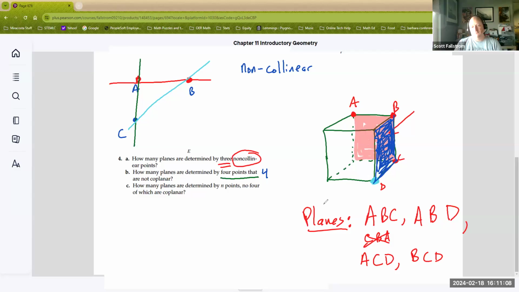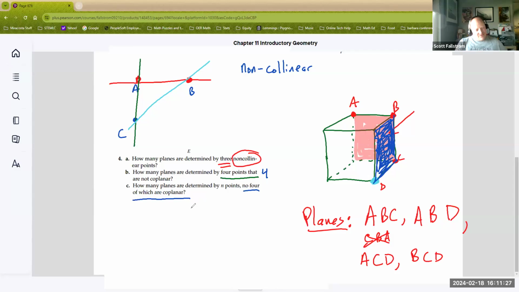There's 4. So 3 points makes 1 plane. 4 points makes 4 planes. So now if I added another one, making very clear, and this is the key distinction here. This is why it's so important. It says no 4 of which are coplanar.